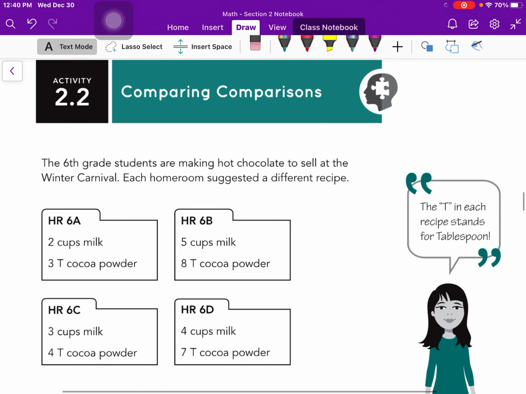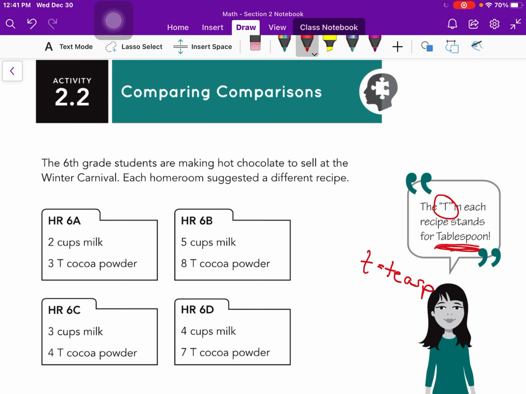Moving on, comparing comparisons, activity 2.2. 6th grade students are making hot chocolate to sell at the Winter Carnival. Each homeroom suggests a different recipe. So the HR stands for homeroom. You've got them 4 there. All of them have milk and cocoa in them. That T stands for tablespoon, capital T. If ever in a recipe you see a little t, that one stands for teaspoon, just to kind of keep them straight. All right, so they've got cocoa powder and they've got milk.